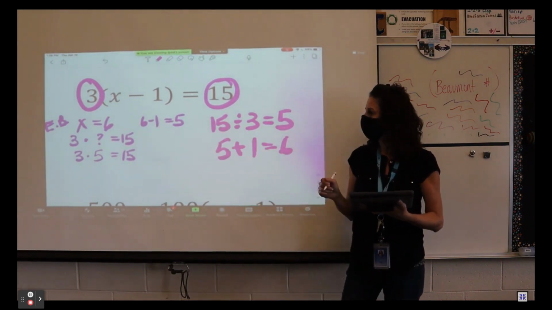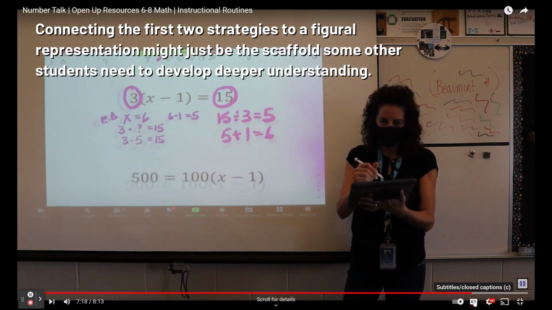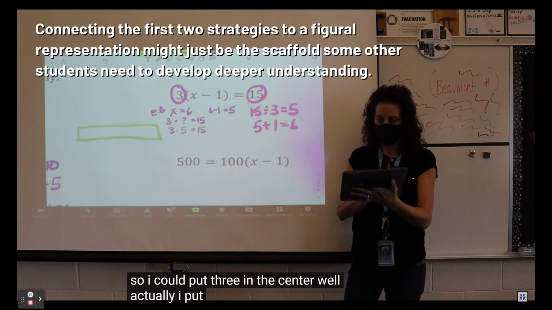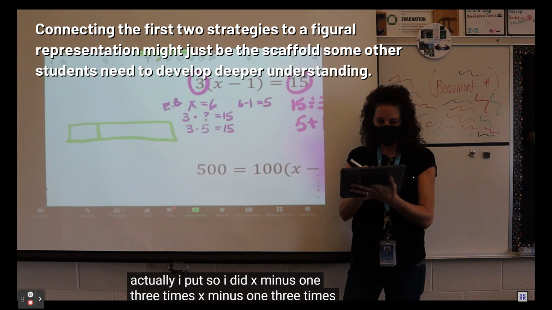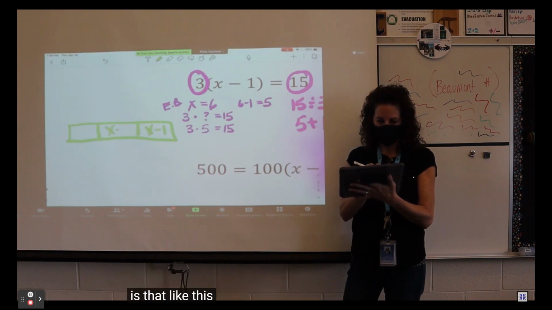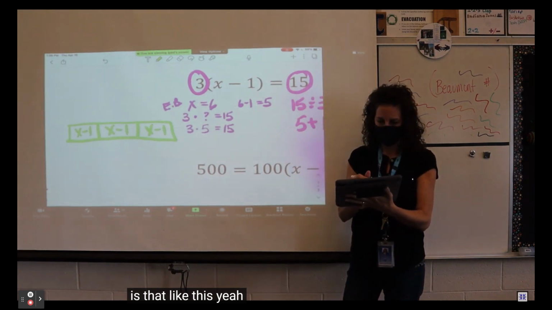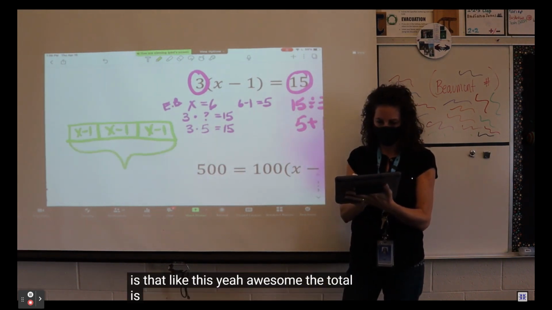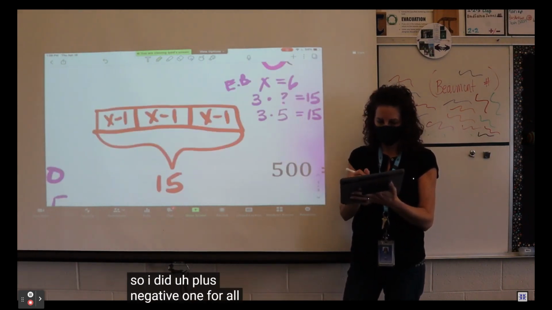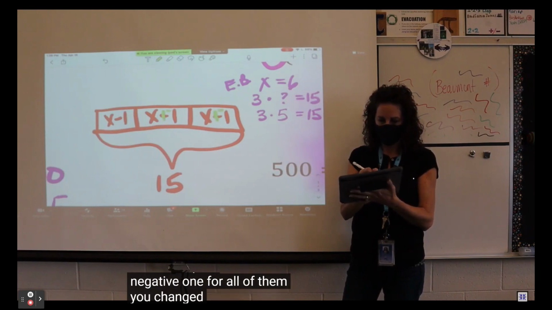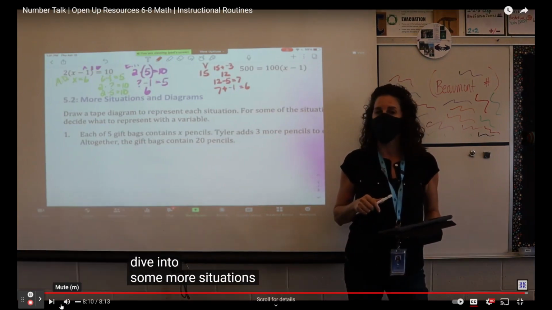Did you have something else to add? So I actually drew a tape diagram. You drew a tape diagram. Oh my gosh, I'd love to see this. Actually, I did x minus 1 3 times. X minus 1 3 times. Is that like this? Yeah. Awesome! And then the total is 15. The total is 15 because that's the right side of our equation. Minus 1 for all of them. You changed it to plus negative 1. All right, awesome job, class. Now we're going to dive into some more situations in tape diagrams.